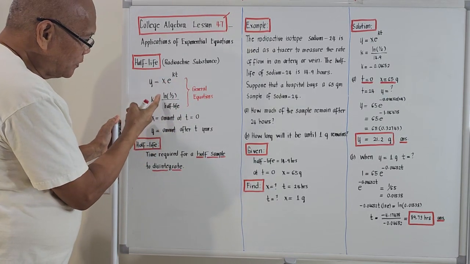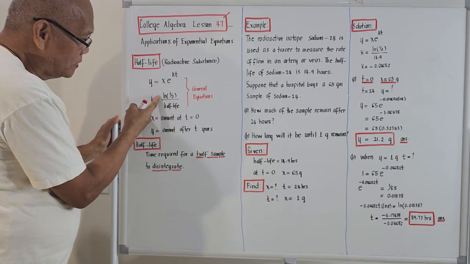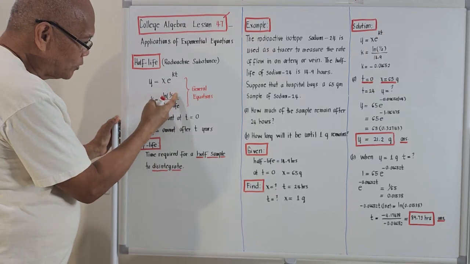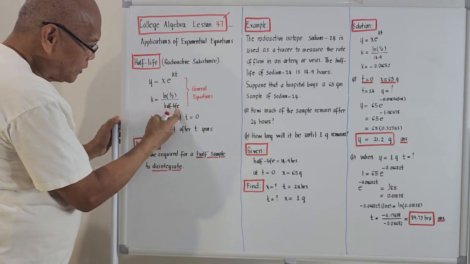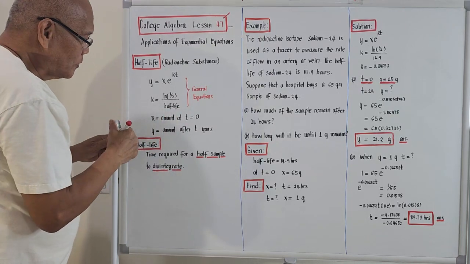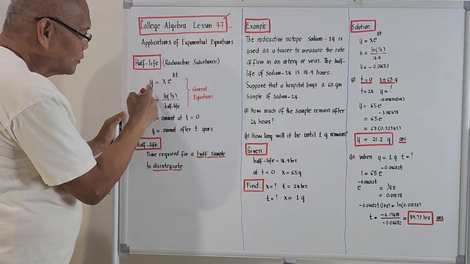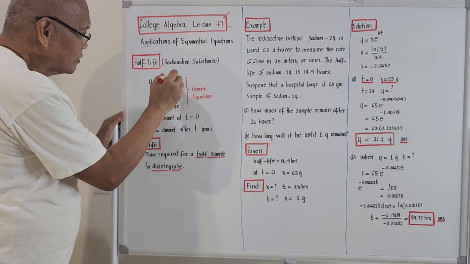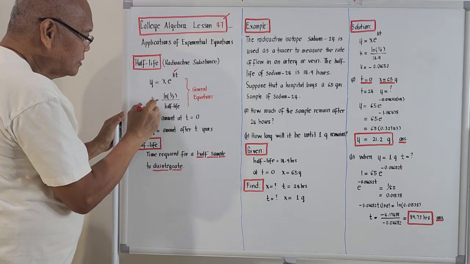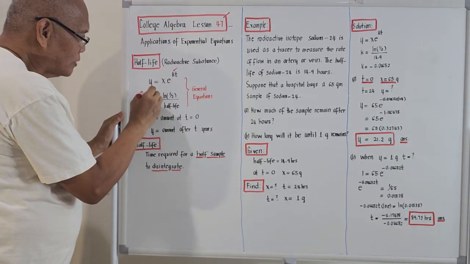The value k will be the natural logarithm of the ratio 1/2 over the half-life in years. So meaning to say, if you try to compute for the first equation, we need the value k, and to compute for the value k, this will be the equation.